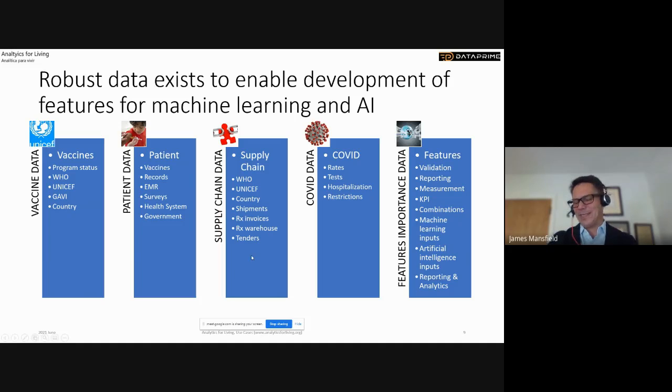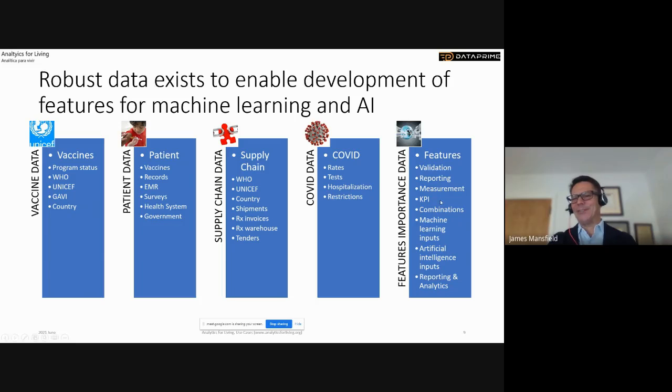Tenders is another piece that we do a lot of work on, of understanding where there are bids for other vaccines. Now let's add in COVID. Very complex, right? About where the rates are, what the tests are, how many patients are hospitalized, where the restrictions are. All this data exists, all in different databases though.